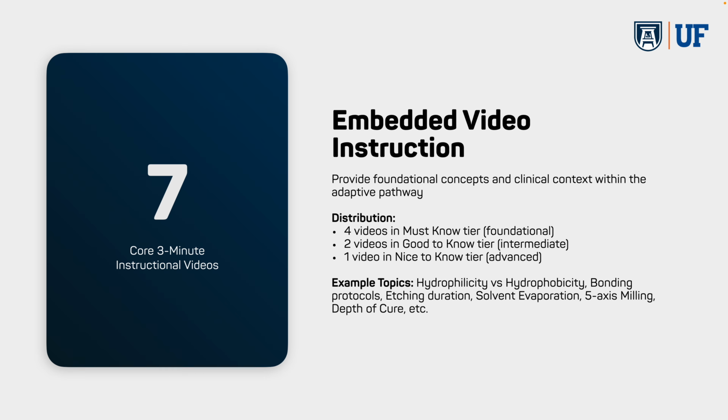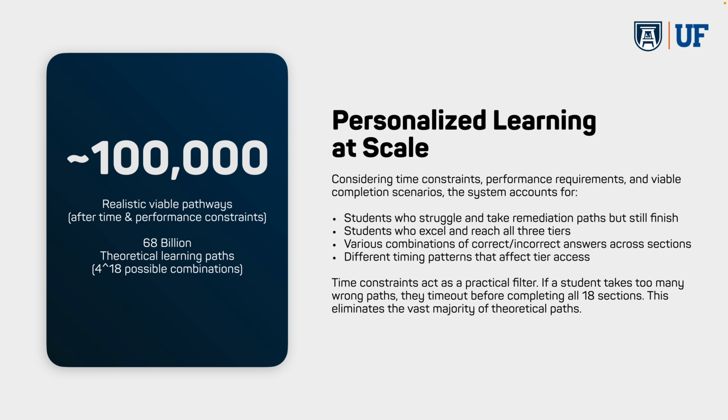We have 7 core 3-minute videos, so everyone watches those if they move on. So everyone watches the 4 videos in must know. The ones that moved into good to know, everyone will see the 2 videos in good to know. And the ones that moved into nice to know, everyone will see 1 video in there.